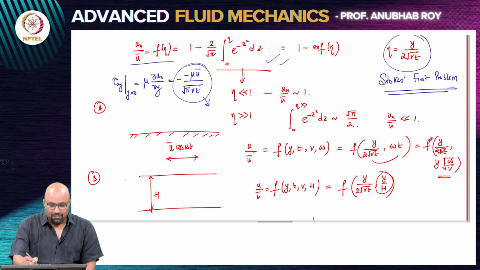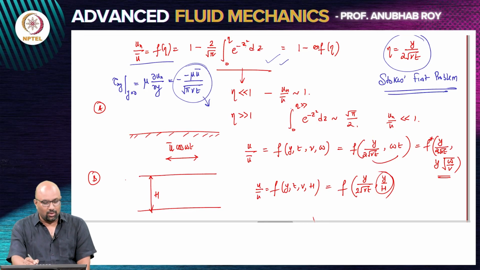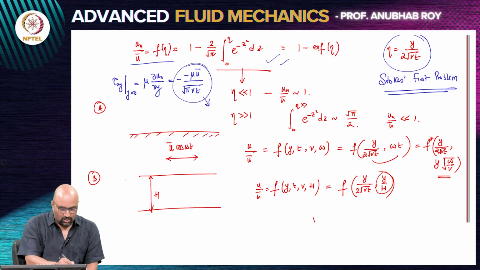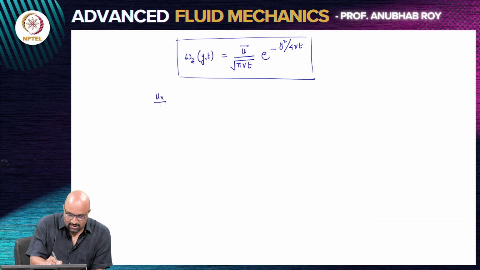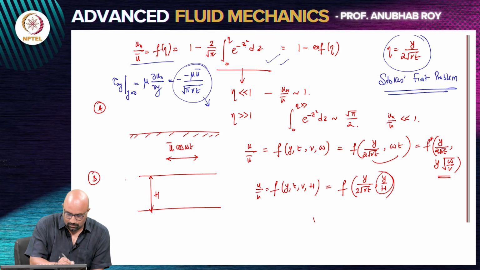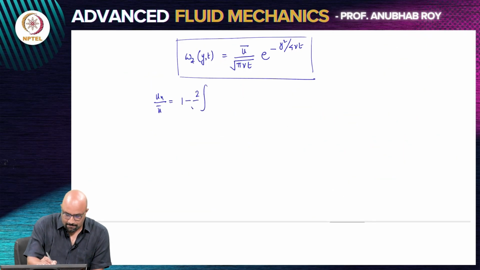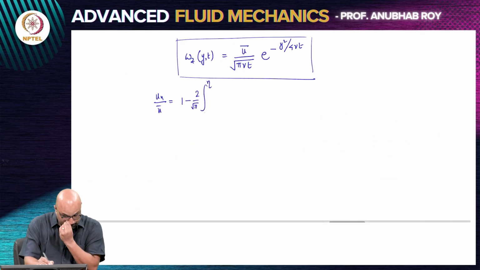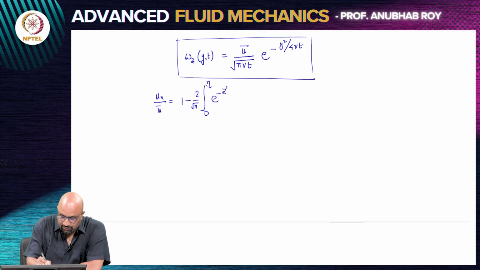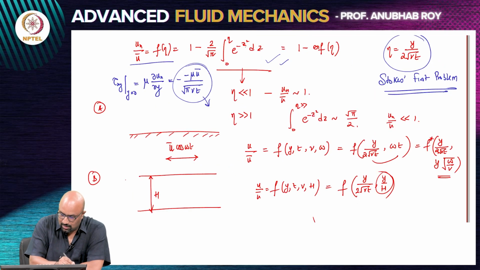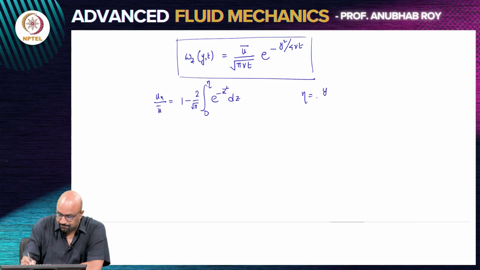this was your velocity field. Now try computing the vorticity field. What would be the vorticity field corresponding to this? So we found u x by u bar was 1 minus 2 by root pi integral from 0 to eta of exponential of minus z square dz, where eta was y by 2 root nu t.